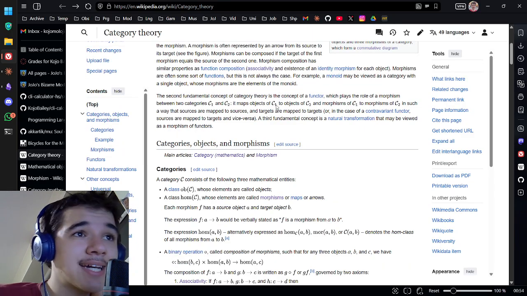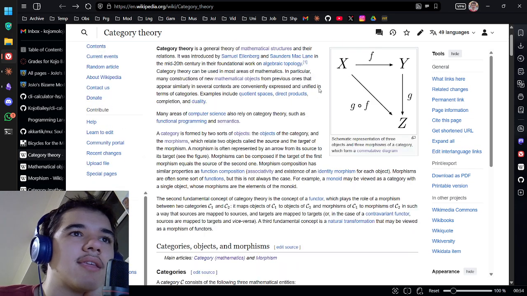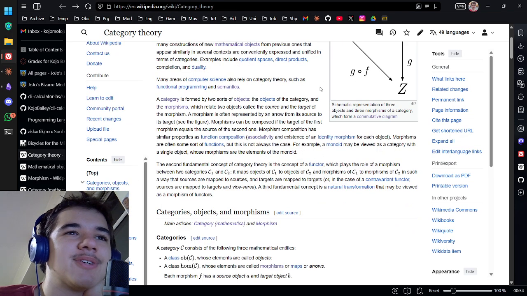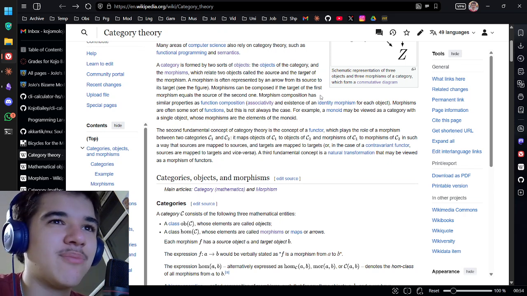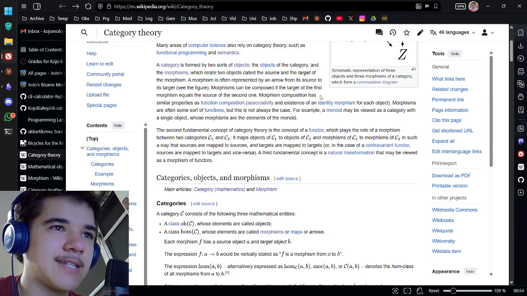Okay, the second fundamental concept of category theory is a functor. Wait, I thought a morphism was a functor. Okay, hold up. It plays the role of a morphism between two categories. Okay, category 1, category 2. It maps objects of C1 to objects of C2 and morphisms of C1 to morphisms of C2 in such a way that sources are mapped to sources and targets are mapped to targets.